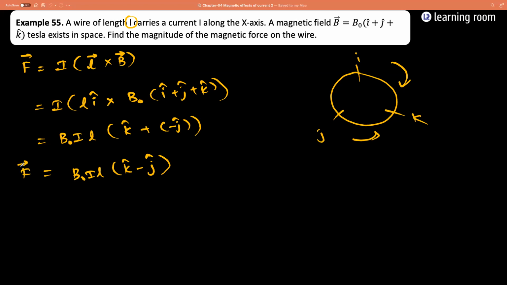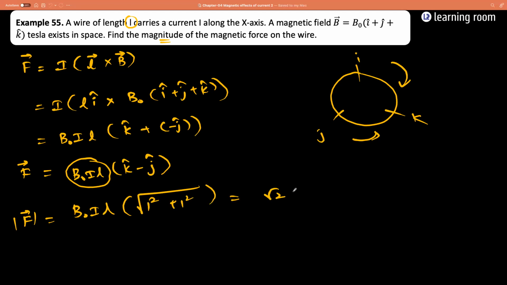This is F vector, but they ask the magnitude. So magnitude will be how much? B naught I into L into square root of 1 square plus 1 square. So how much will be the answer? Root 2 B naught I into L. Is it clear? Yes. So this is going to be the magnitude.